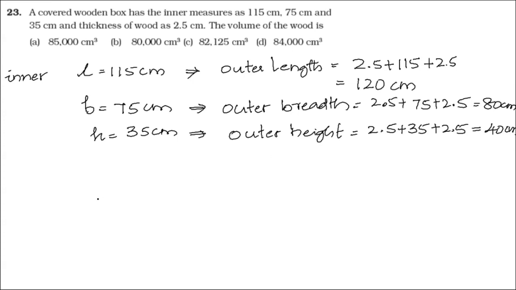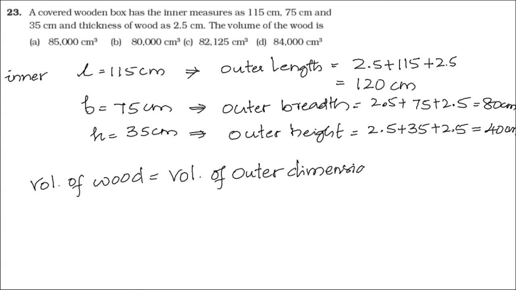So we can find the outer volume. Then we can also find the inner volume. With the help of this, we can find the volume of the wood. So let me mention the volume of wood will be equal to the volume of the outer dimension minus the volume of the inner dimension.